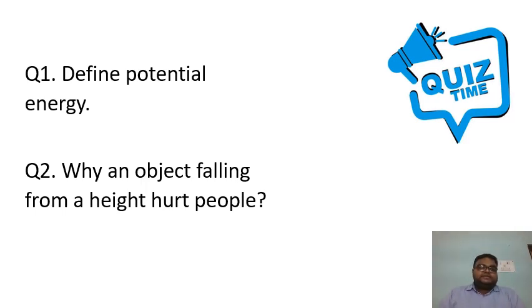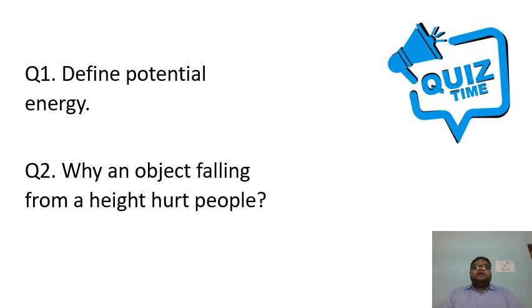Potential energy is the energy possessed by an object by virtue of its position or configuration. So, potential energy is the energy possessed by a body due to its position or configuration. Right. Now just think about the second question: why does an object falling from a height hurt people?